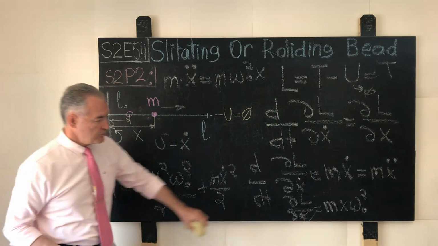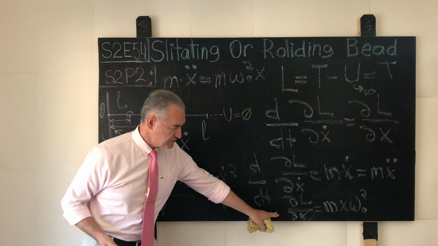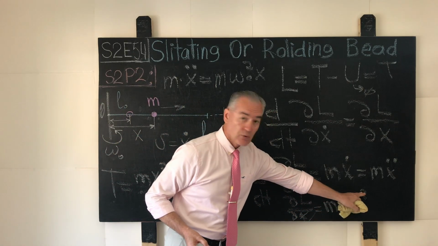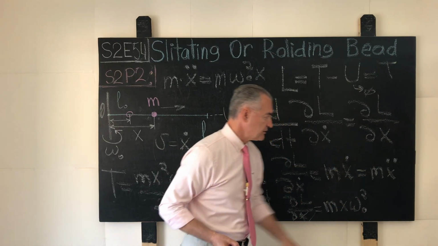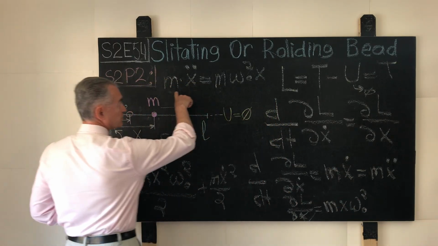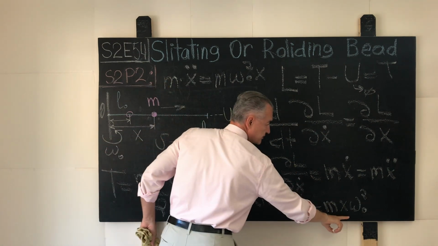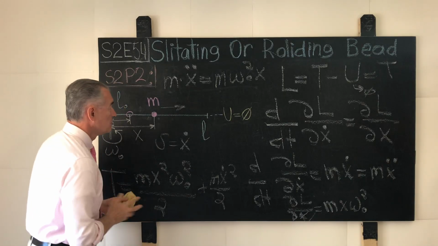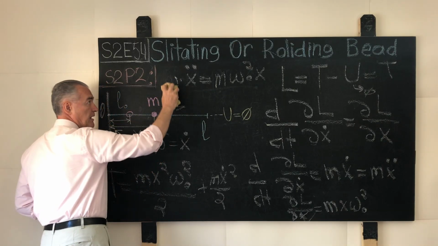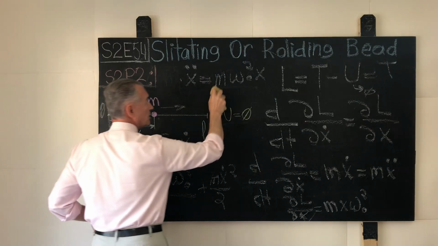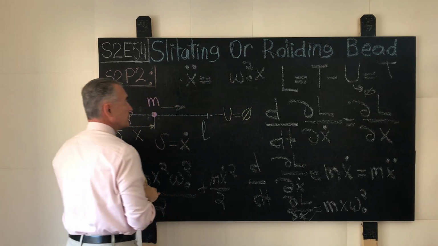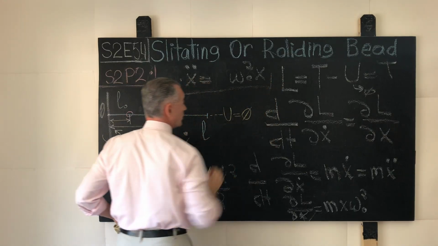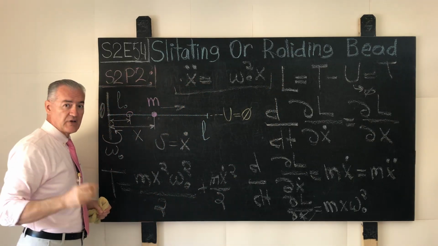And this is it. We now equate this result to this result. And look, we have m x omega_0 squared equal to m x double dot, the second derivative. Now, let us carefully note that the mass of the bead remains one and the same. This is the ordinary differential equation of order 2 that we are about to solve fairly rapidly.